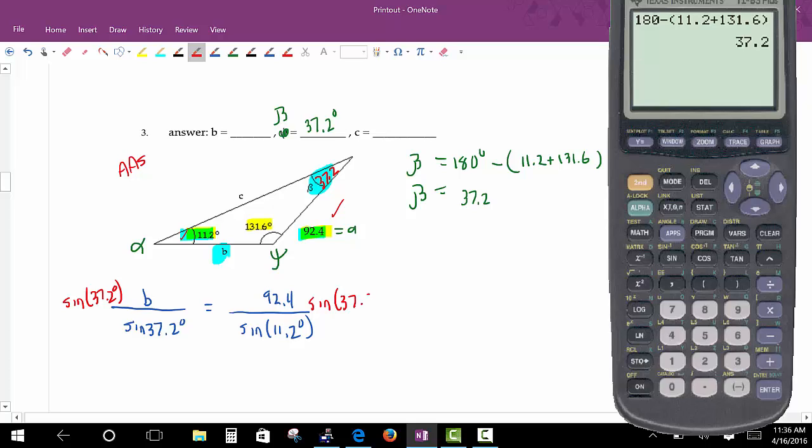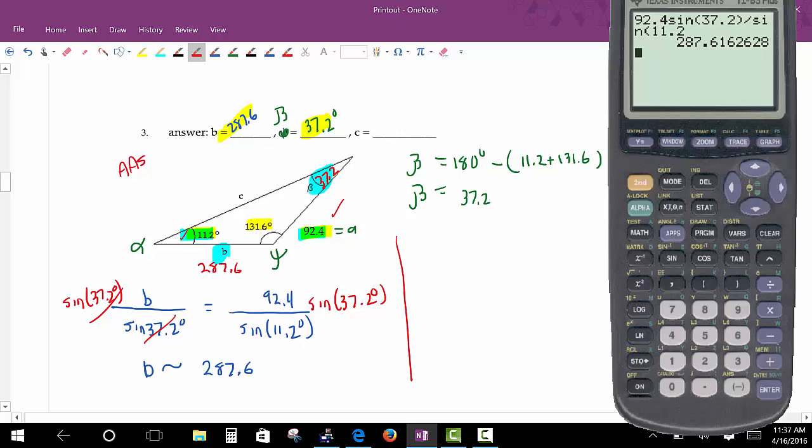Then get the calculator out to get what side B calculates to, and I'm going to round that to 1 decimal. So let's do 92.4 times the sine of 37.2, close parentheses, divide by the sine of 11.2, and that will give a pretty big side. So that's 287.6. So let's put in the answer to B is 287.6. Now we've got two answers, just one more to go. I'm going to put in side B in red as 287.6 just so we can check.